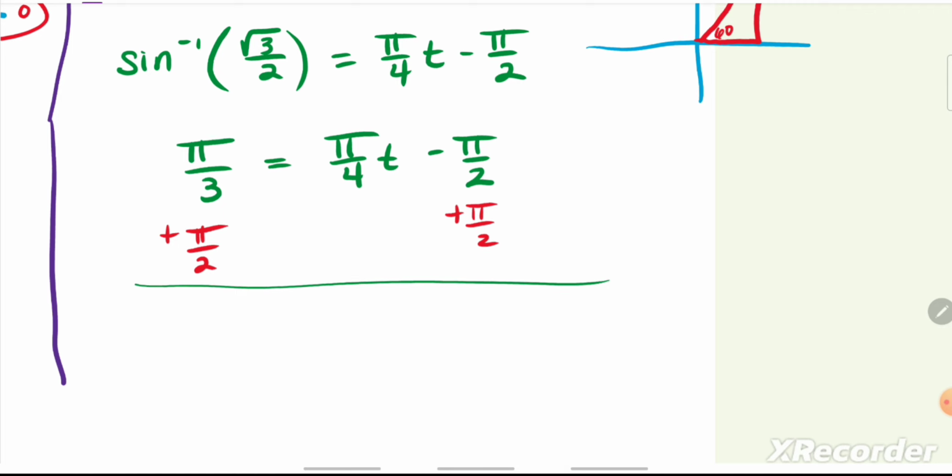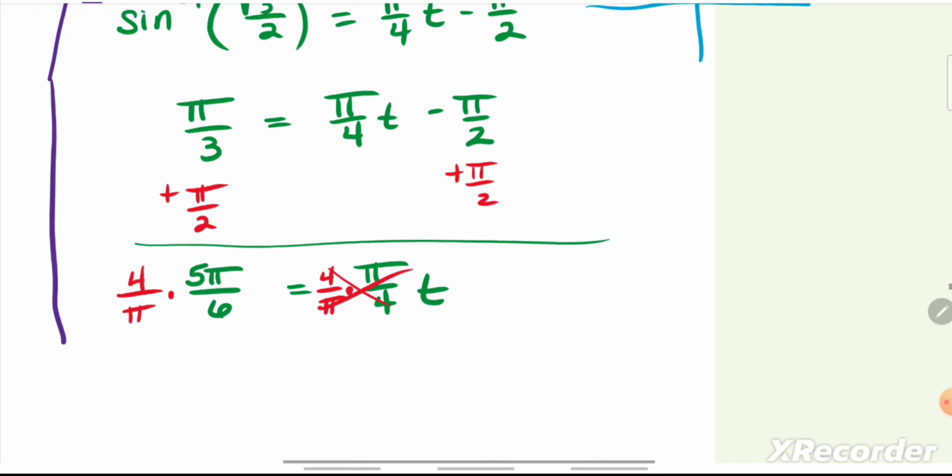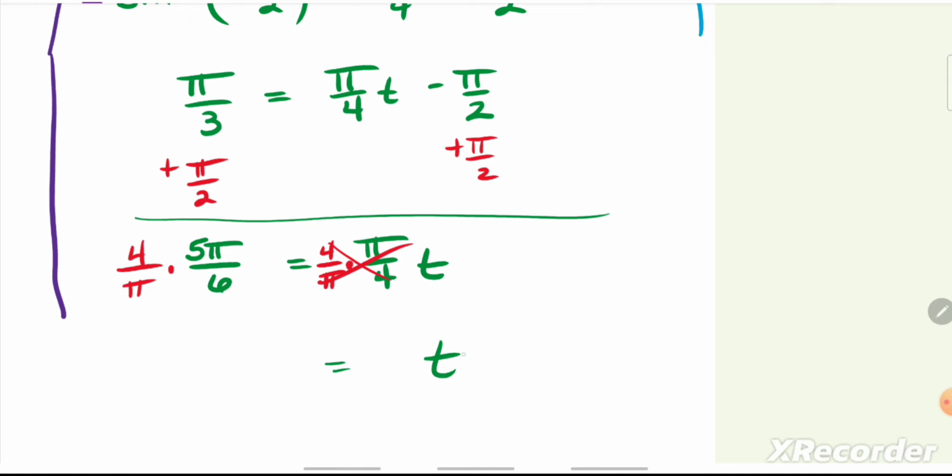Or you could get yourself a common denominator of 6 and do it that way as well. Either way, when we add pi over 3 plus pi over 2, we're going to get 5 pi over 6. That's still equal to pi over 4 t. And then we'll divide both sides by that pi over 4, which is the same as multiplying by the reciprocal. We're left with just t on the right, and on the left, our pi's cancel out.